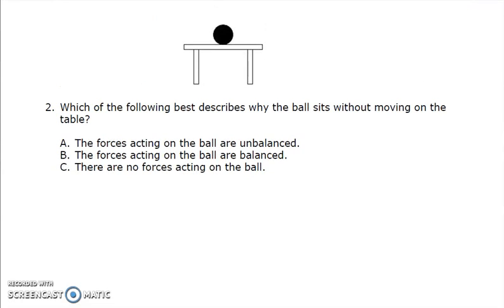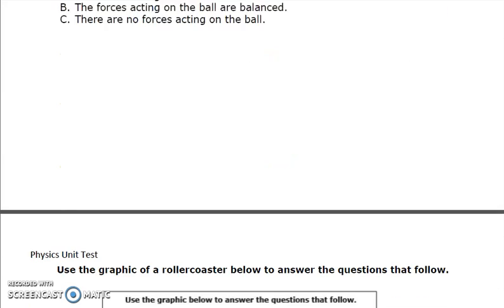Number 2. Which of the following best describes why the ball sits without moving on the table? A. The forces acting on the ball are unbalanced. B. The forces acting on the ball are balanced. C. There are no forces acting on the ball.